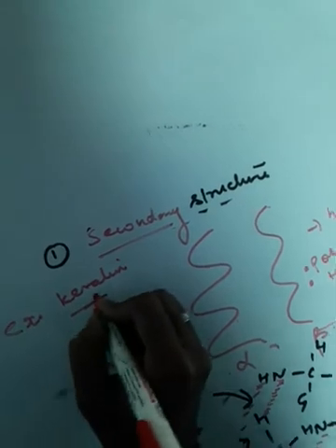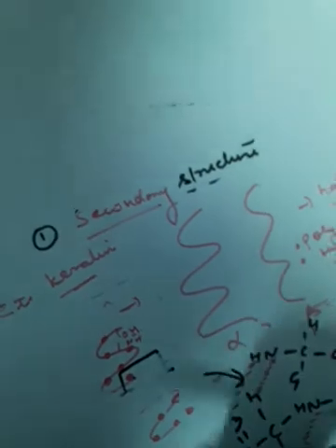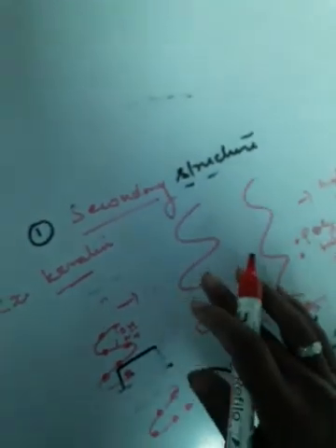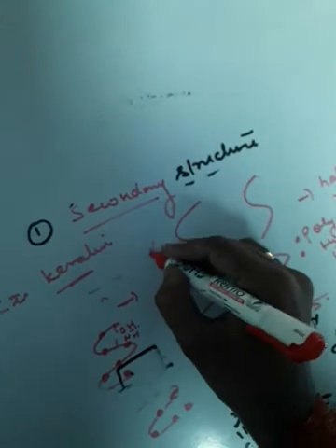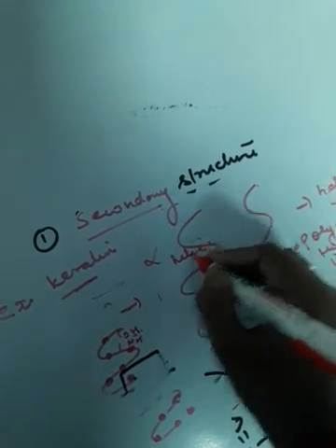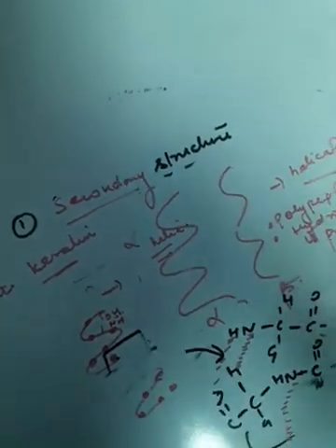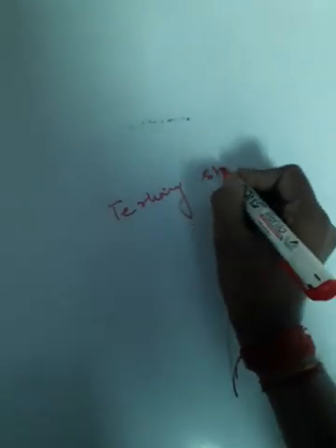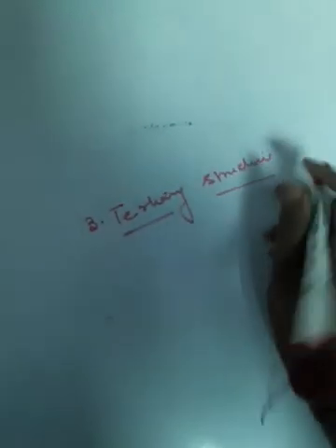Okay, keratin is the best example of secondary structure of proteins. It may be the alpha helix model. In the remaining part is the tertiary structure of protein. It is the third type of structure.